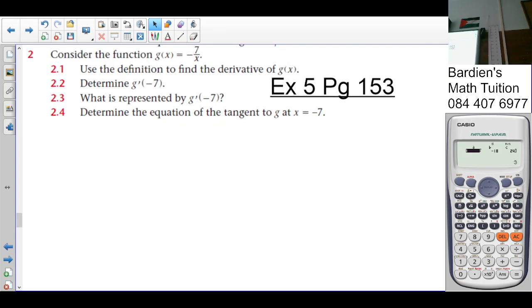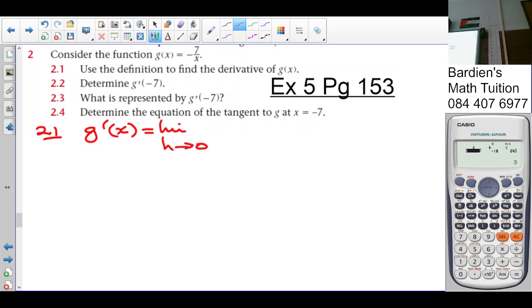So let's do this. So the question says use the definition to find the derivative of g of x. As I said before, if they ask you definition or by first principles, you do this process we're going to do now. Okay. And this is normally the first question. It's either this or the limits is your first question in calculus. Okay. So we're given g of x, so g prime of x is equal to the limit as h approaches 0 of g of x plus h minus g of x all over h. Okay.